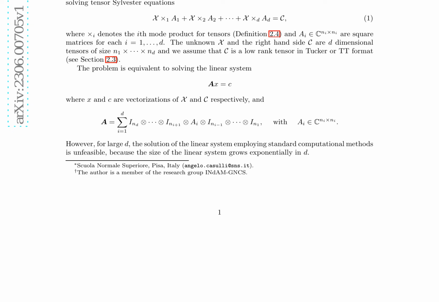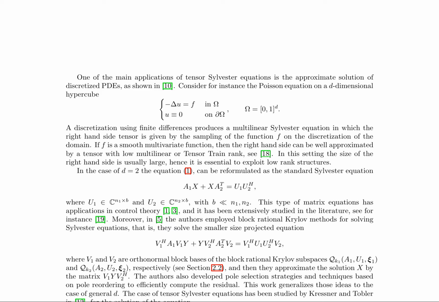The paper begins by providing preliminary definitions and results about matrix polynomials, block rational Krylov subspaces, and tensors. It then proceeds to introduce tensorized block rational Krylov subspaces and their application for solving tensor Sylvester equations with right-hand sides that have low multilinear or tensor train rank. The authors also discuss pole selection strategies and present an efficient way to compute the residual.